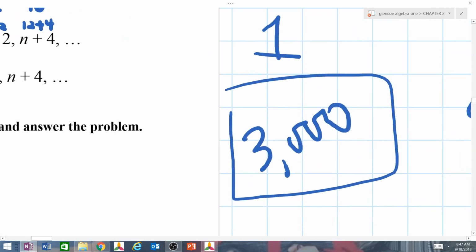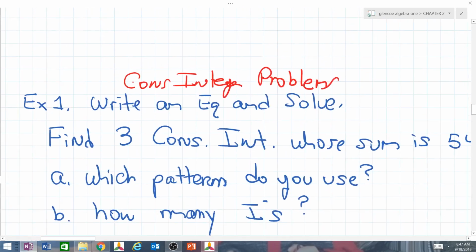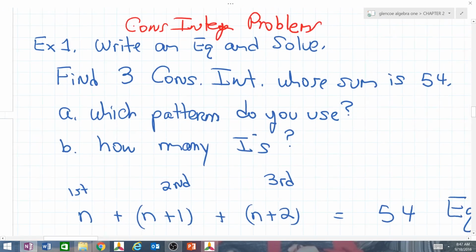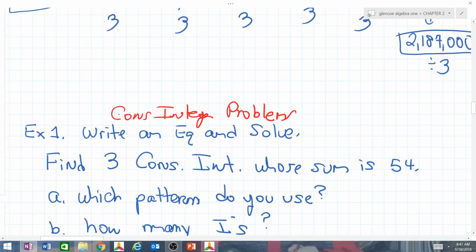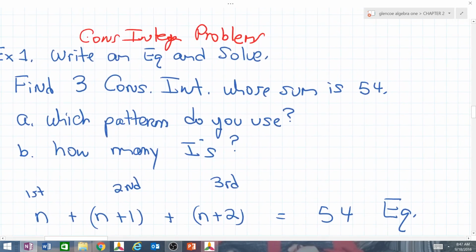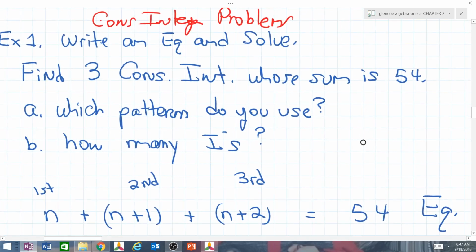So the best way to do this is to do a problem. So let's go ahead and take a look and solve one of these together. The problem says find 3 consecutive even integers whose sum is 54. Find 3 consecutive. This is in your notes. You do not have to copy it. It's on page 5 in your notes. Find 3 consecutive integers whose sum is 54.